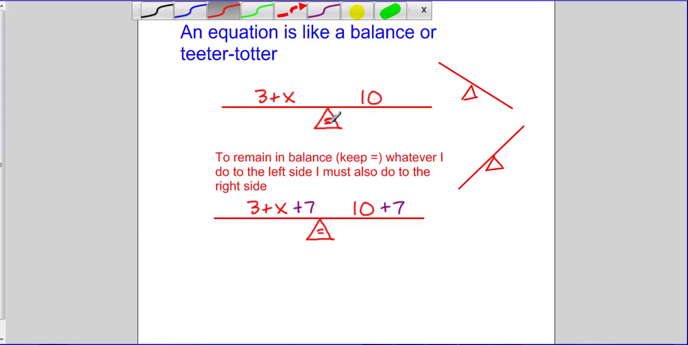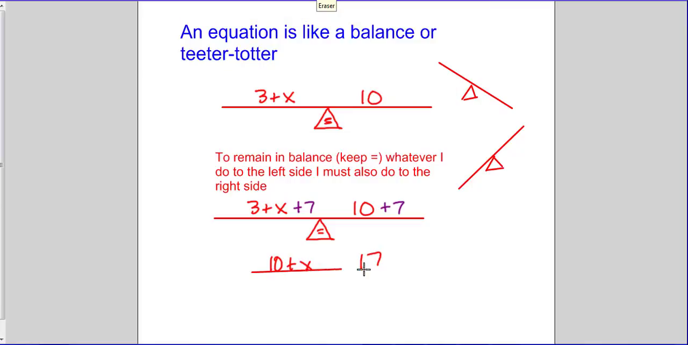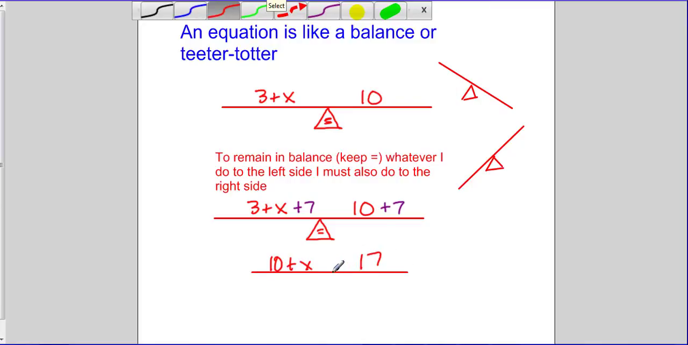So if I have 3 plus x equals 10, to remain in balance, what I do to the left side, I must do to the right side. So for example, if I add 7 to both sides, which I'm allowed to do because it'll still be in balance, I would have 10 plus x, and here I would have 17. So after adding 7 to both sides, 3 and 7 makes 10 plus x is 17. Now, at this point, I still don't know what x is. Well, in this case, you can kind of see what x is. It's going to be 7. But that really doesn't help me solve the equation.